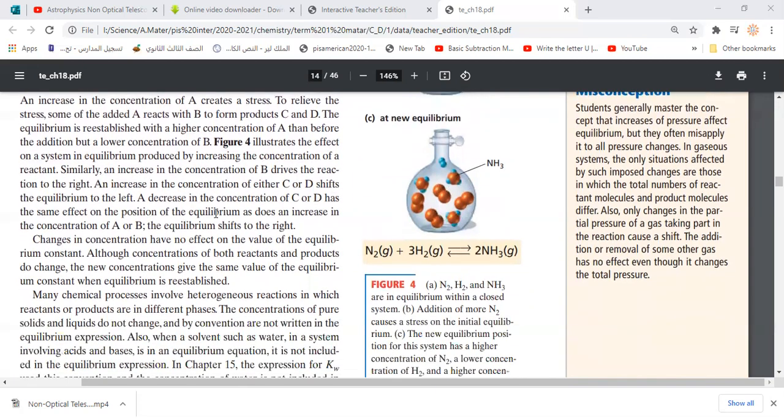So here is the idea: whatever change you make, the reaction will try to move in the direction that cancels this change, okay? Also, changes in the concentration have no effect on the value of the equilibrium constant. That means the K stays as it is, no change here, okay? Because as you change the concentration of one side, the reaction will work to increase the concentration of the other side. So finally, the K will be the same, no difference in that case, okay?